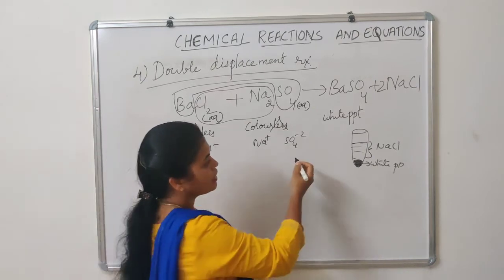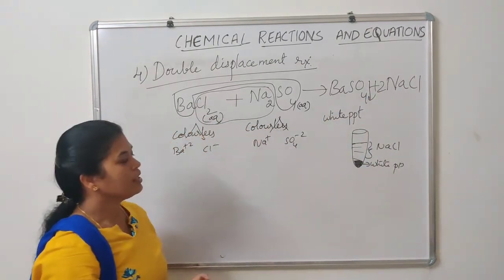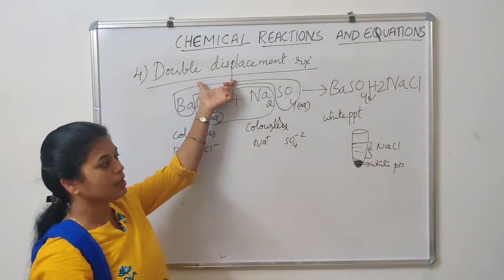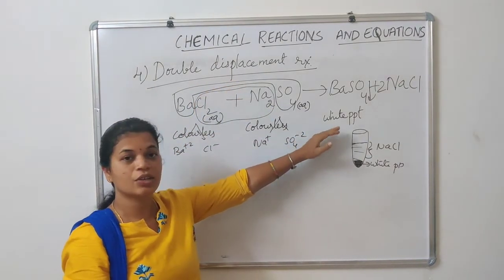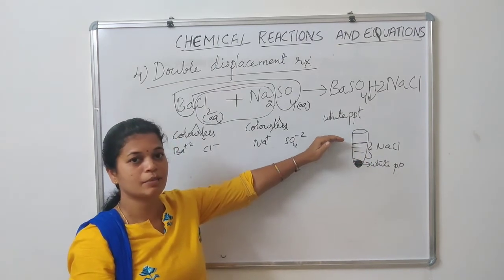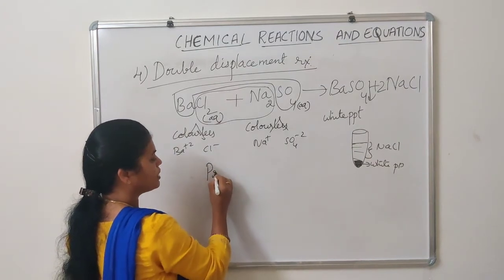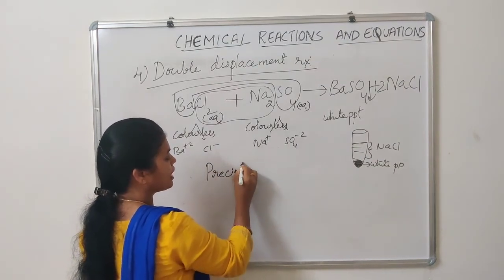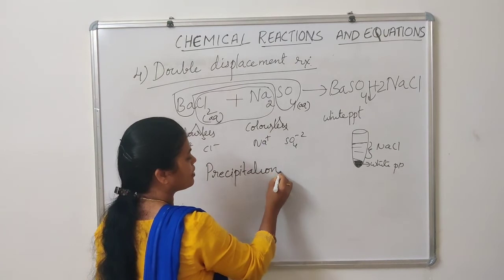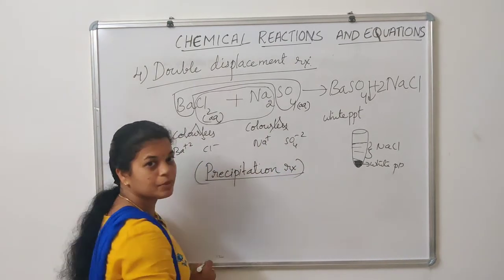So here, what happens is that a precipitate is formed. This is also an example of double displacement, and more specifically it is a precipitation reaction, because in this double displacement, precipitation occurs. So this example can be considered a precipitation reaction, as well as a double displacement reaction. Specifically, it is a precipitation reaction.